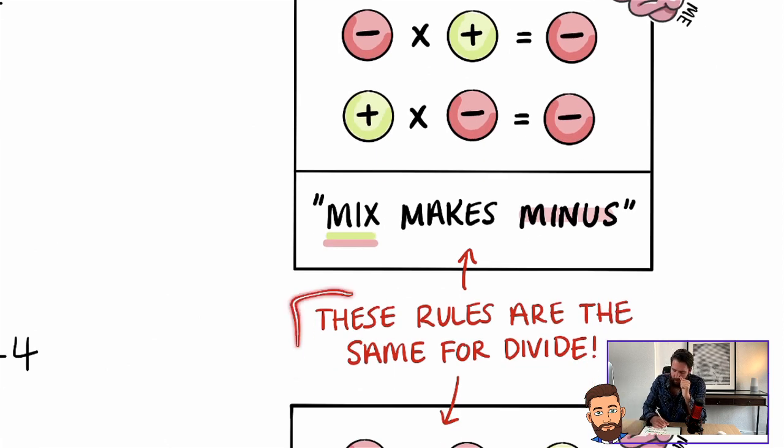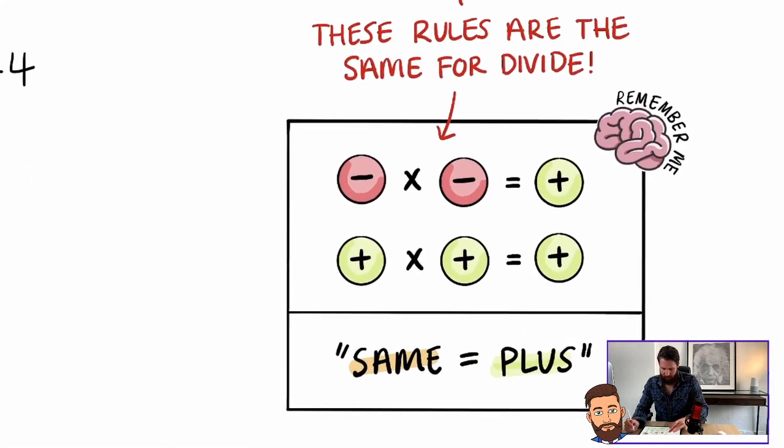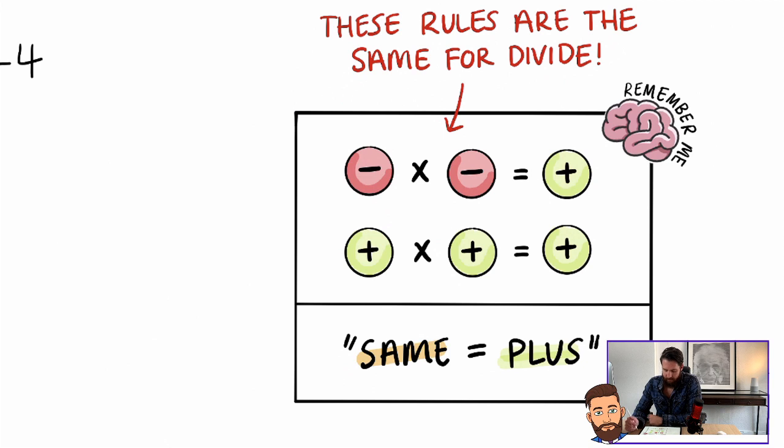And as I've written here, these rules are the same for divide. So we can replace this sign here with a divide, and it is the same rule. Okay. The next remember me is, if they are the same, it's a plus. And that one doesn't rhyme. But if you can remember, two signs of the same, minus or of the same plus, will always give you a positive. Okay. A negative times by a negative is a positive. A positive times by a positive is a positive, and that's quite obvious. It's almost as if we don't need that one there, but worth having just in case.